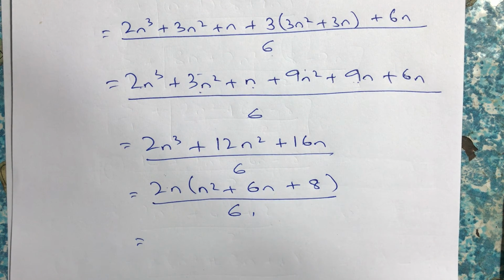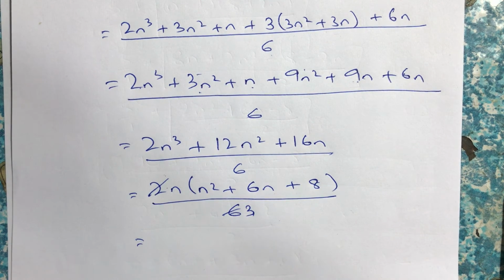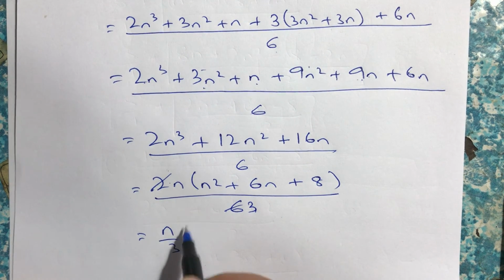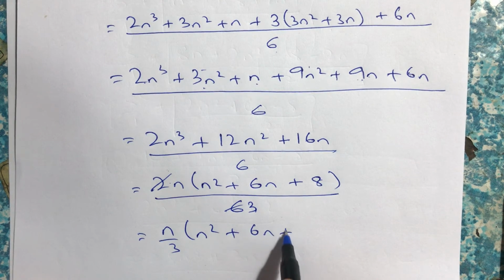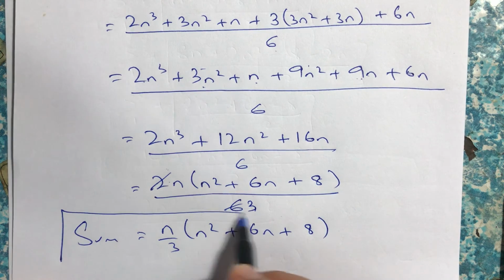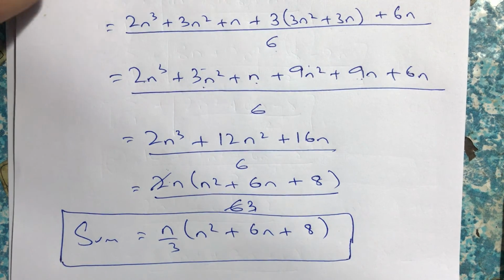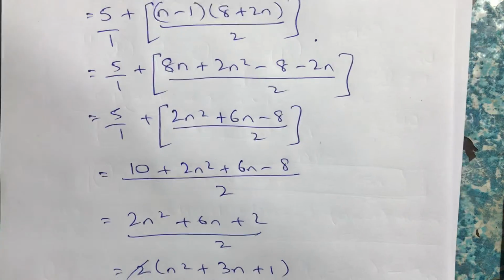So that is what we get, and then what will happen is I can take the 2 and the 3, they can cancel, and we will be left with N by 3 bracket N squared plus 6N plus 8. So that is the answer for your sum. So that is how we get the sum of this kind of a series. So it's a little bit lengthy, but if you understand, then it's not that tough also.